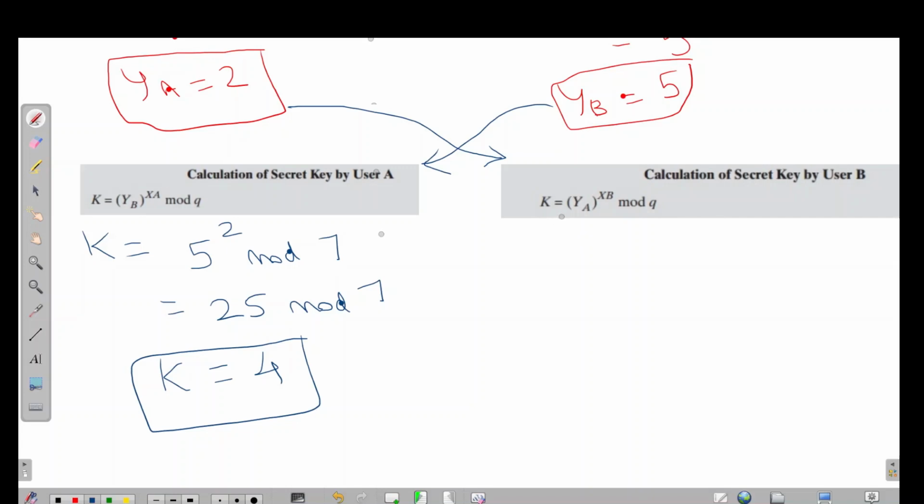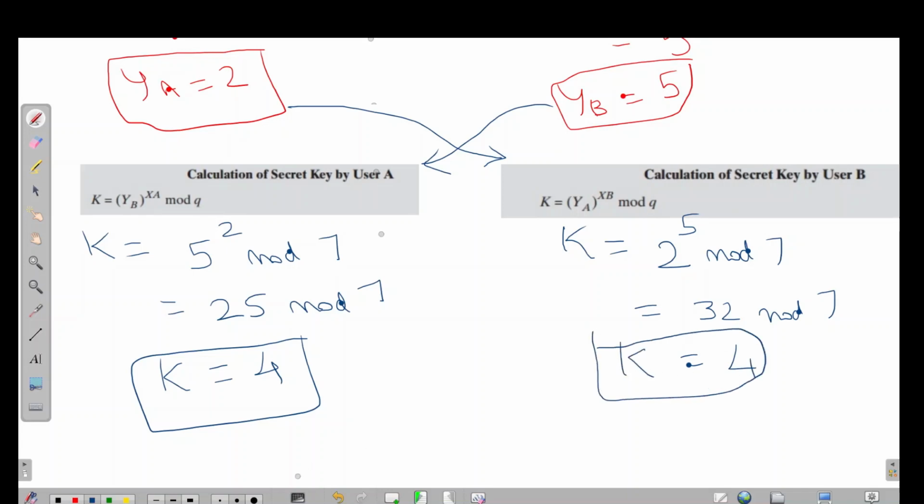Similarly, from B's side, the calculation of the secret key is K equals YA power XB mod Q. Following this, K equals YA is 2 and XB is 5, so 2 power 5 mod 7. 2 power 5 is 32, 32 mod 7 is 4. So when you look at this, they are both calculating independently, but they get the same secret key K.